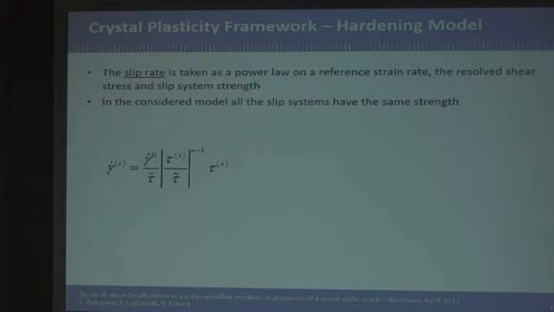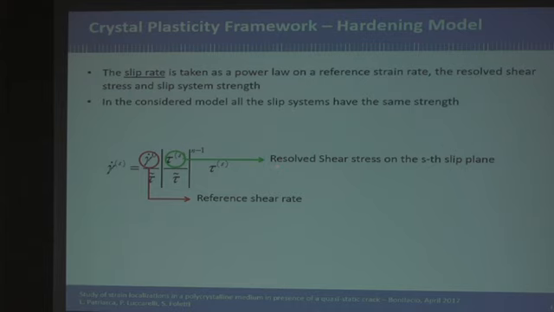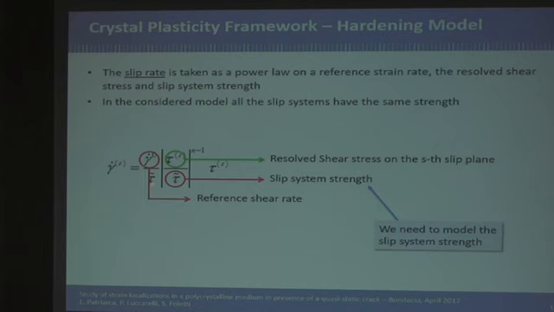Now, again quickly, in order to define this slip rate, we use this power law expression in which we have a reference shear rate, and the resolved shear stress on the specific slip plane, which I marked in green because it's an output of our analysis. So with crystal plasticity, we can calculate the stresses inside each grain and along the specific slip system. And the key point of this model is to be able to predict the slip system strength. So we need a model to be able to predict the critical stress in order to activate a specific slip system in a single grain.